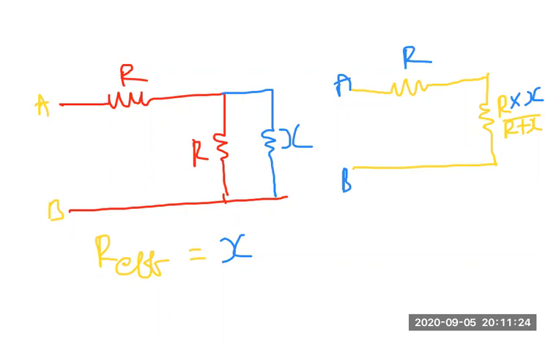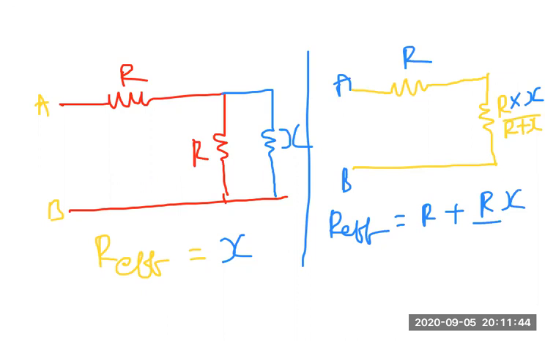Now the total effective resistance. Observe this resistance, how are they? Series combination. Series combination means R effective will become R plus R into X by R plus X. Series combination means just addition, we know very well. And here R effective is X. Here R effective is R plus Rx by R plus X.